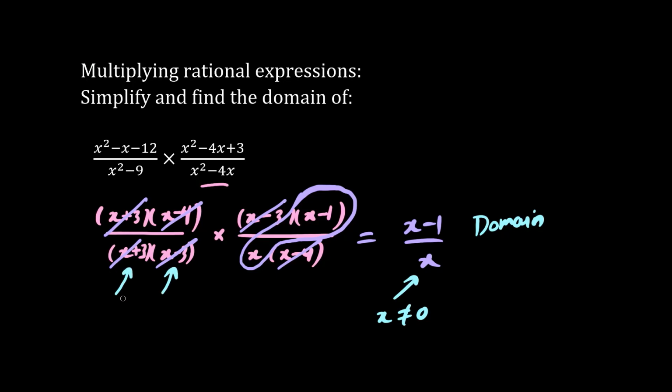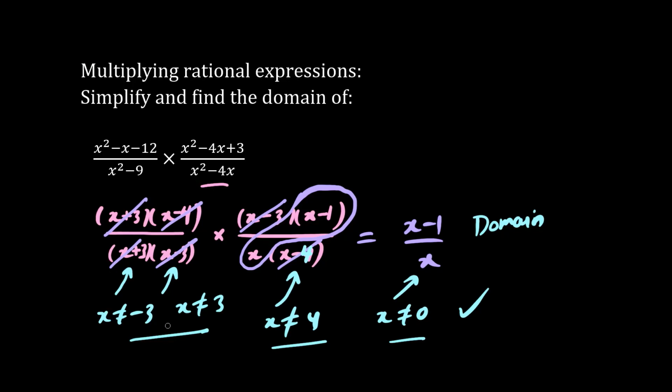When we have the factor x plus 3, we know that x does not equal -3 because -3 plus 3 is 0 and we can't divide by 0. So we say that x does not equal 3 as well because 3 minus 3 is also 0. Anything divided by 0 is not allowed. We also have the factor x minus 4 here. Thus x also does not equal 4. So x can be everything except for these values.